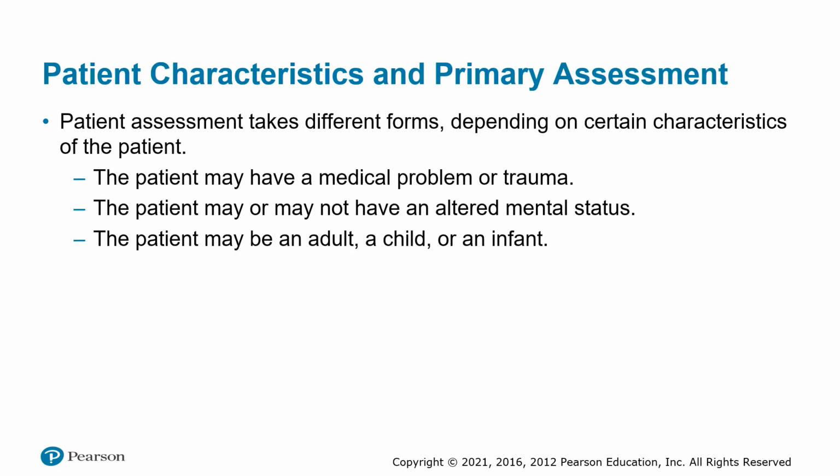Patient characteristics in primary assessment. So the patient assessment takes different forms depending on certain characteristics of the patient. They may have a medical problem or a trauma problem. They may have both. The patient may or may not have an altered mental status. The patient may be an adult, a child, or an infant. All of these things go into what we'll talk about in later chapters when we get into the secondary assessment, where we go based on these things.